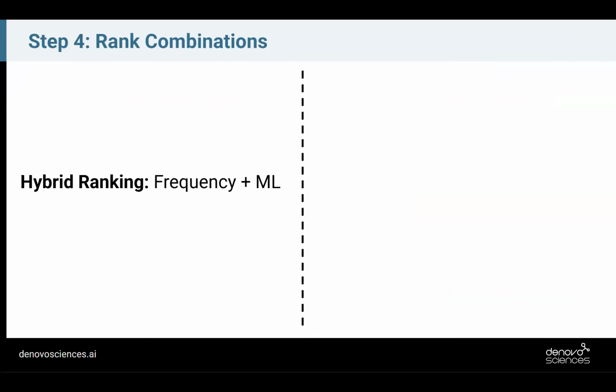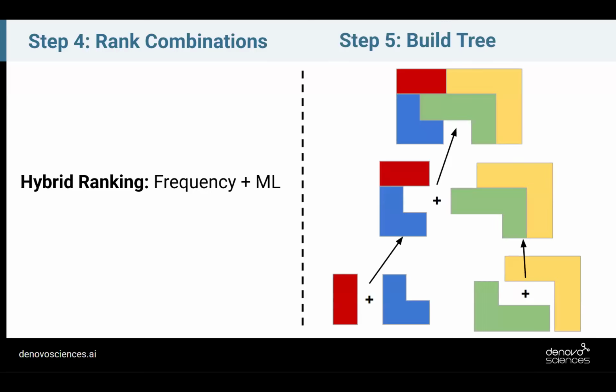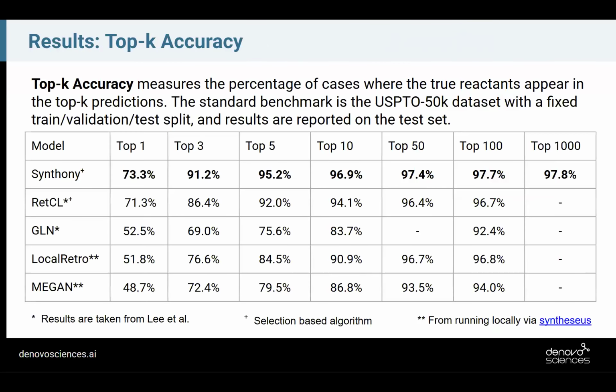The next step would be to rank all those combinations. We use frequency-based ranking, where we identify the frequency of the templates. The higher, the better, it would rank higher, and we just apply more ML to make it more fine-tuned. And the last step would be just to build the tree itself from bottom up, basically from leaves to a root. We have some preliminary results on the single-step retrosynthesis.